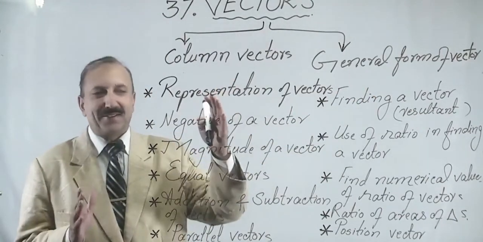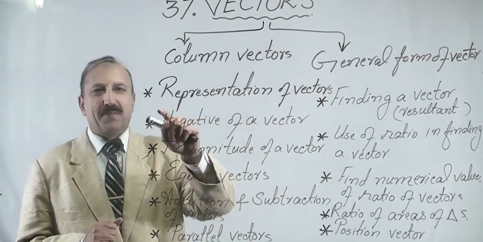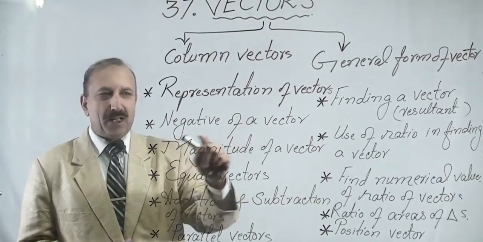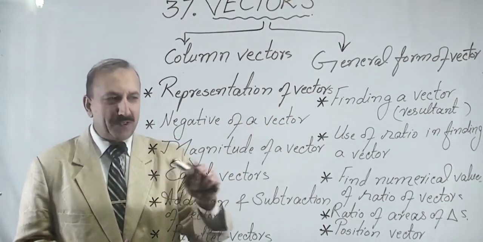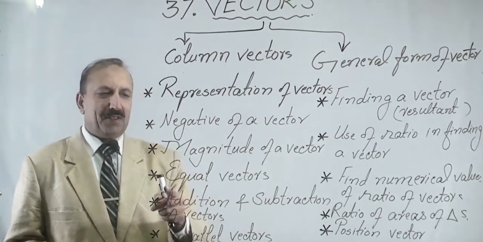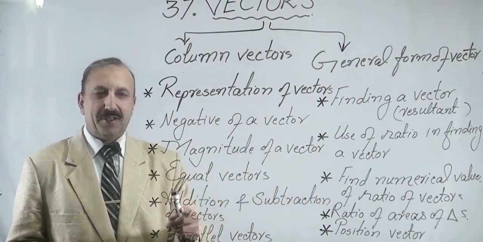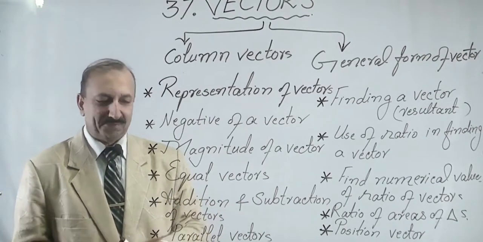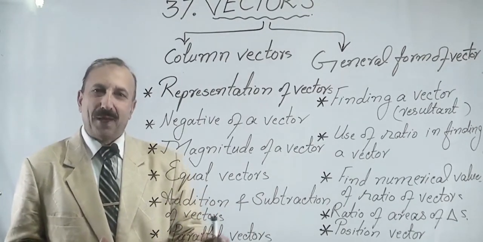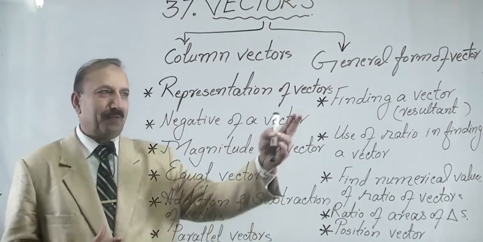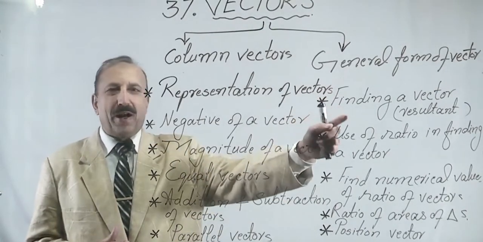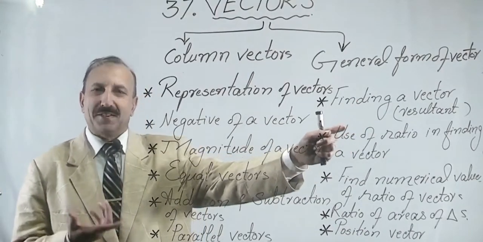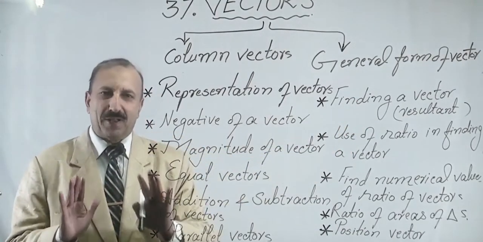In your column vectors, we have representation of vector in the beginning, then negative of a vector, magnitude of a vector, equal vectors, addition and subtraction of vectors including scalar multiplication, and parallel vectors. And in general form, finding a vector in the sense of a resultant vector. Basically, we need to find vector.